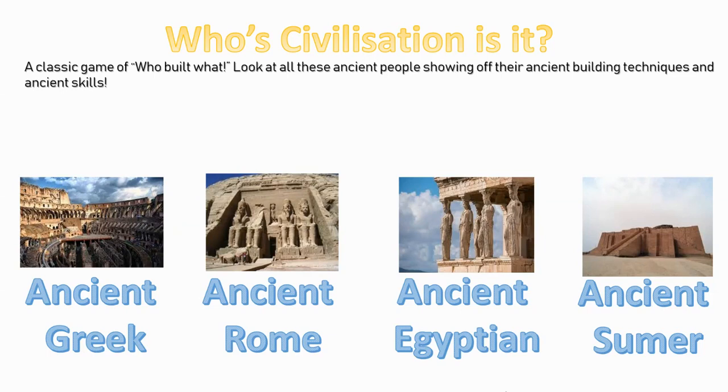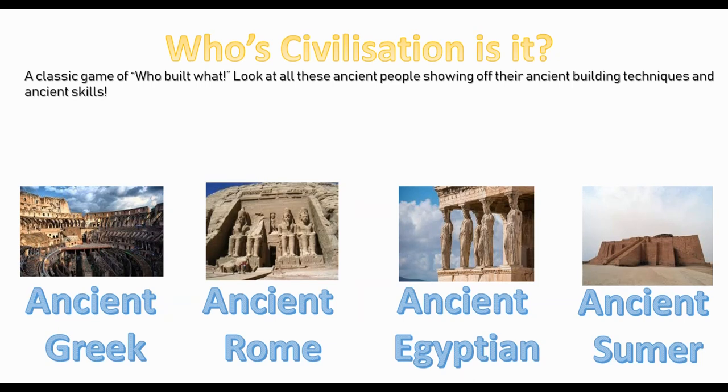So, welcome to our starter activity for today. Whose civilization is it? A classic game of who built what? Look at all these ancient people showing off their ancient building techniques and ancient skills. But which ancient civilization, the Greeks, the Romans, the Egyptians, or the ancient Sumerians, built which structure? Stop the video and have a little think about which one is which. Maybe you've seen some of them before. I'll see you in a moment.